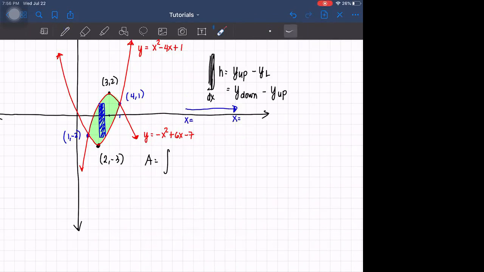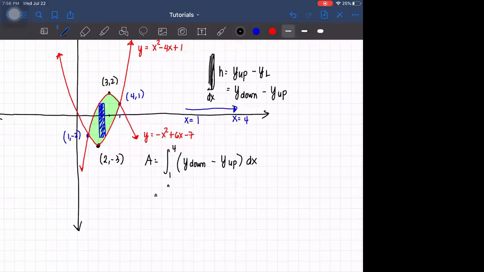Unsay x nga naa sa pinaka left? Unsay value sa x sa tanan points nga nasa pinaka left? Tanawa tanan points natong gi-label. 1. Value sa x. Yes, it's 1. Unsay value sa x nga nasa pinaka right? 4. Ana ra inyong tanawon ha. Pinaka left, pinaka right, pinaka bottom ug pinaka taas. So 1 to 4 and na y nga nag-face downward minus y nga nag-face upward dx.